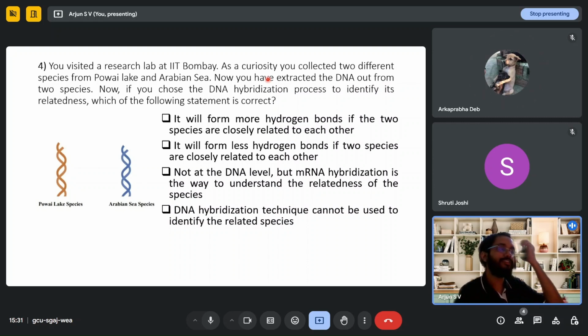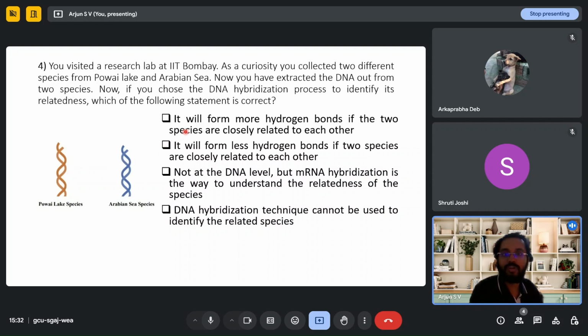You visited a research lab at IIT Bombay. As a curiosity, you collected two different species from Powai Lake and the Arabian Sea. Now you have extracted the DNA from the two species. If you choose the DNA hybridization process to identify their relatedness, which of the following statements is correct? They have given four options.